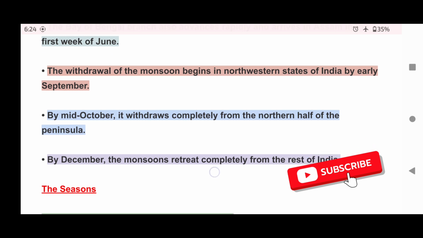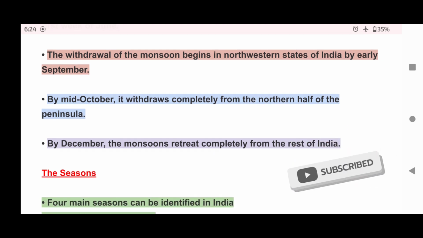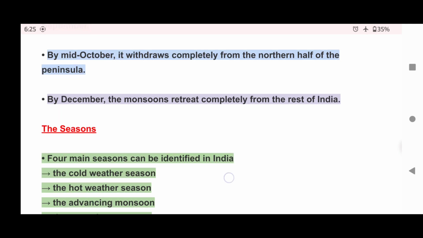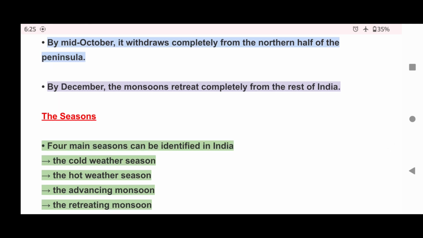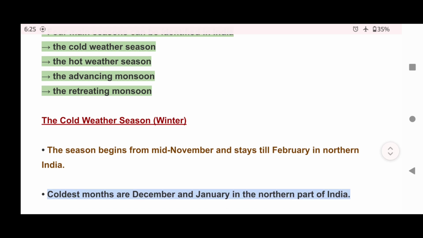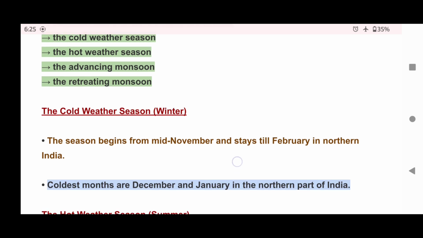The withdrawal of the monsoon begins in northwestern states of India by early September. By mid-October, it withdraws completely from the northern half of the peninsula. By December, monsoons retreat completely from the rest of India. Now the seasons. 4 main seasons can be identified in India. The cold weather season, the hot weather season, the advancing monsoon and the retreating monsoon.